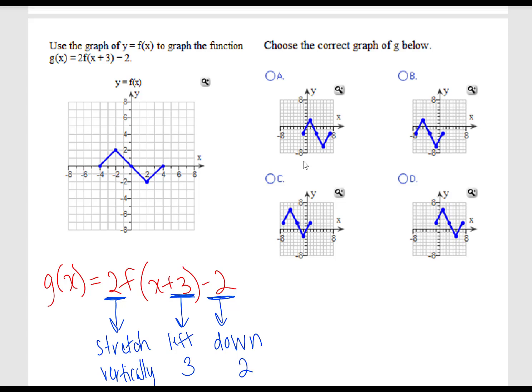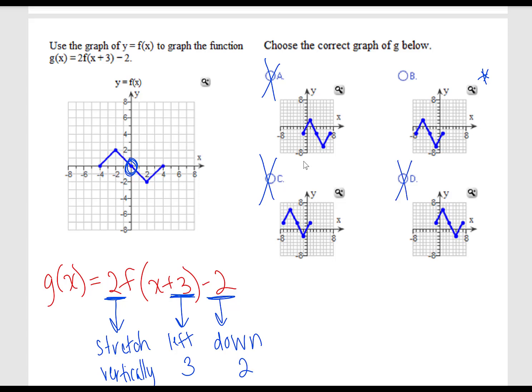All right, let's see. I would look at the origin, and that's where I'm going to start. Focusing on my 0, 0 point, I'm going to see which one moves to the left 3 and down 2. A moves to the right. B moves to the left, so I'll keep that in the mix. C moves to the left, but it moves up, so it can't be C. And D moves to the right, so it can't be that one.